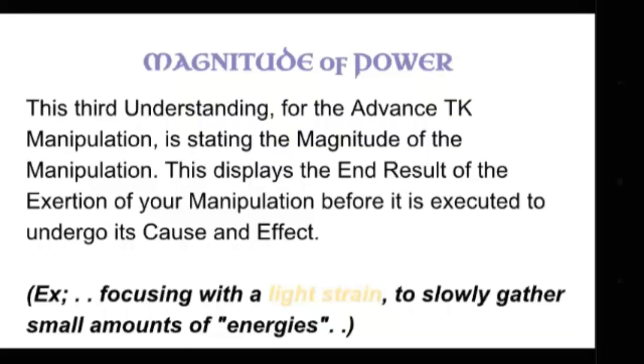This displays the end result of the exertion of your manipulation before it is executed to undergo its cause and effect. For example, focusing with a light strain to slowly gather small amounts of energy. So I'm using this light strain to slowly gather small amounts of energy. I can use it to quickly gather something, or I can use it to do anything else, but the magnitude of power is stating what you're doing with that level of effort or level of exertion.